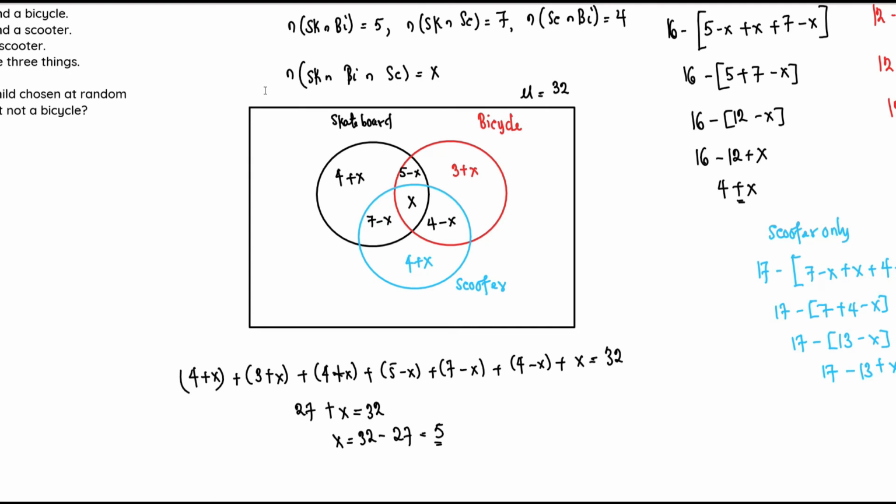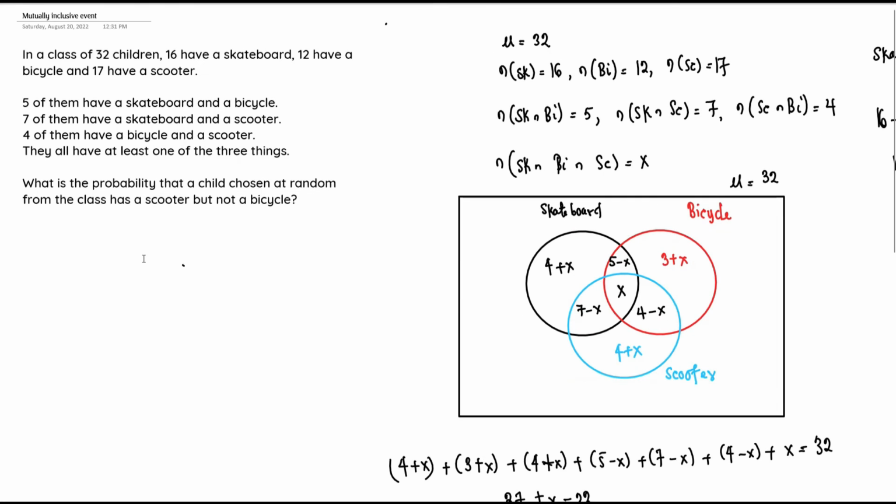But that is not what the question asked of us. The question says, what is the probability that a child chosen at random from the class has a scooter but not a bicycle? Now the formula for that is: the probability that a child chosen at random has a scooter but not a bicycle is equal to the number of children that own a scooter but not a bicycle divided by the total number of children in that class. And from the details given to us, we know that the total number of children in that class is 32.